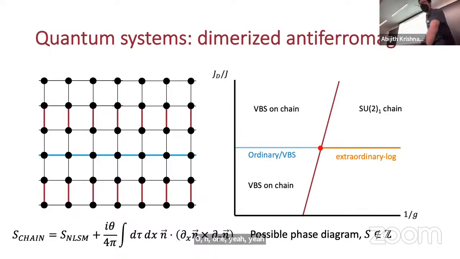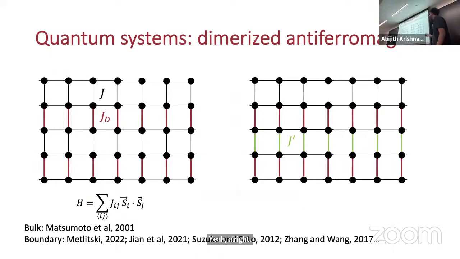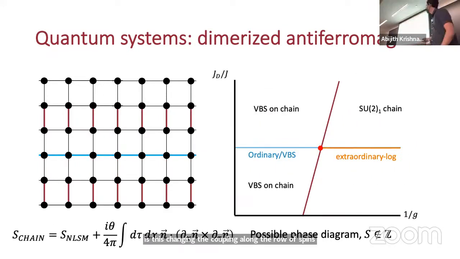All right. So to recap, one perturbation we could add is just changing the coupling along the row of spins, and that's just like adding a plane defect. Another perturbation we could add is to insert an extra row of spins. Now, this extra row of spins is not described by a nonlinear sigma model. There's also a theta term, a topological theta term. And so now our phase diagram is different. We can't just use the same tricks that we used for the plane defect.